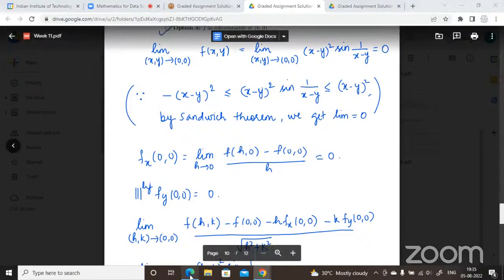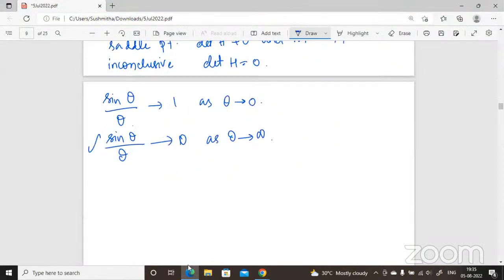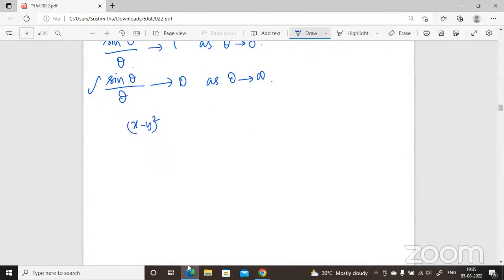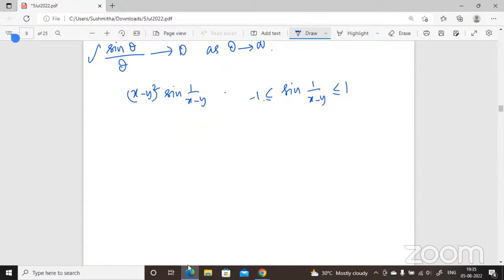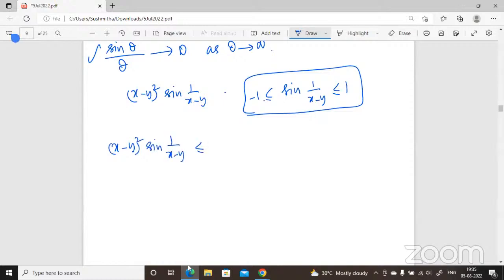No. See, you have x minus y whole squared times sine of 1 by x minus y. We know sine of 1 by x minus y is less than or equal to 1 and greater than or equal to minus 1. So I will just replace this. So x minus y whole squared sine of 1 by x minus y is less than or equal to x minus y whole squared into 1, and this is greater than or equal to x minus y whole squared into minus 1.